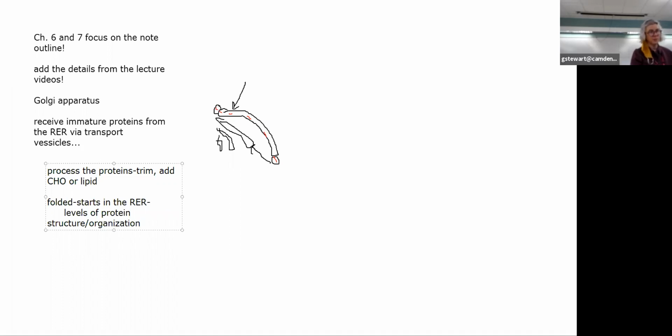I think your book calls it protein structure. And I'm just going to put in parentheses tertiary, quaternary, right, structure. So putting the whole protein together.